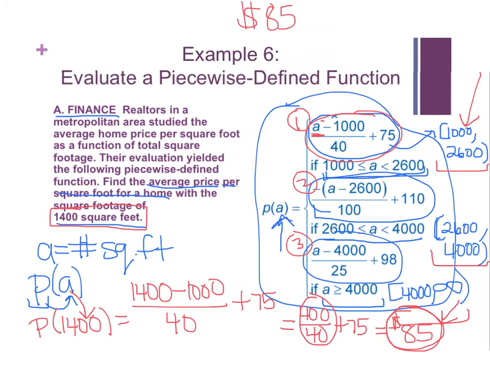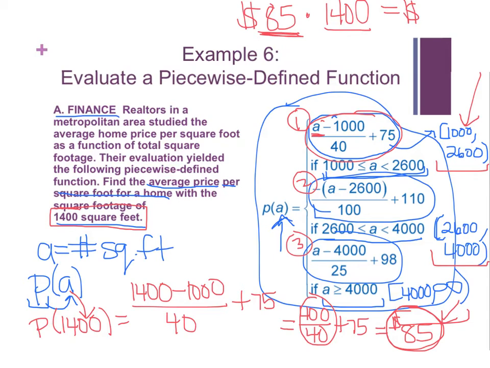$85 times 1,400 square feet, because remember, this is what we're paying for every square foot. There's 1,400 square feet in the house. So if you multiply those two numbers together, that is going to give you the average price of this house.